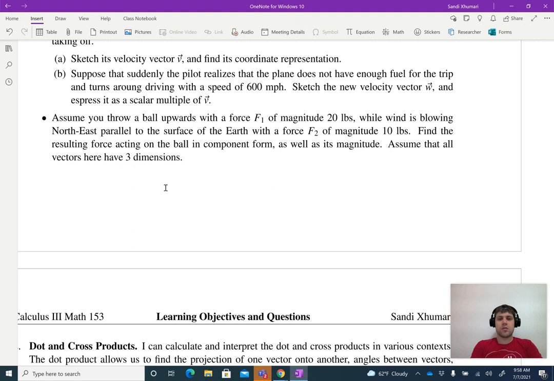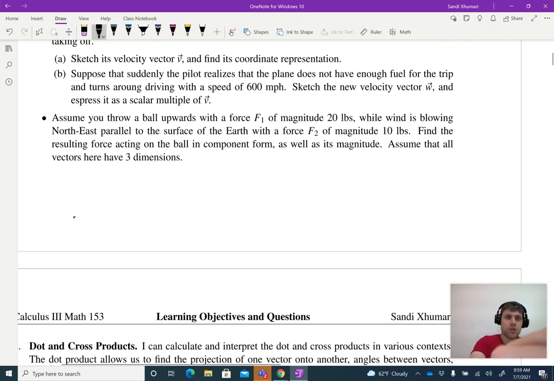geometrically. So here, assume you throw a ball upwards with a force F1 of magnitude 20 pounds, and I notice here we're talking about 3 dimensions, right? So there's a ball, I'm gonna throw it up. Okay, so let me draw that out. And it's 20 pounds, which means the magnitude of this vector is 20 pounds. So this is F1.